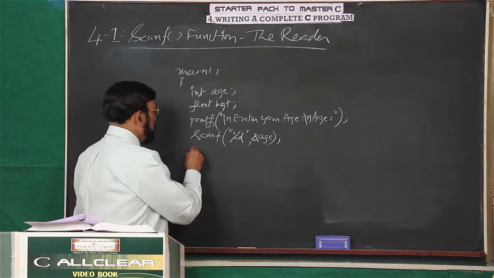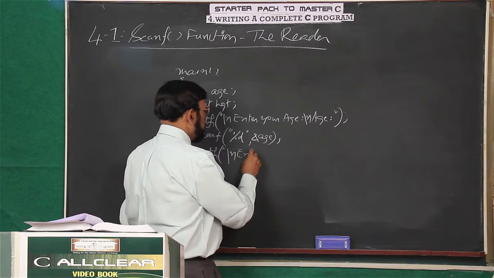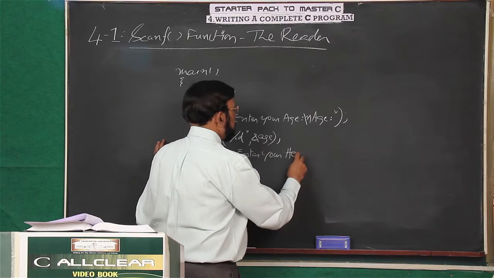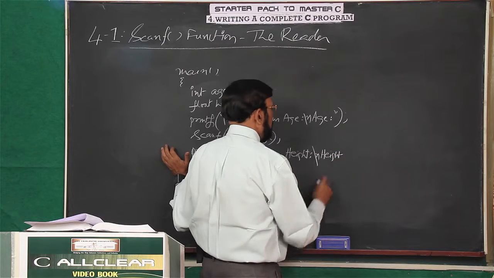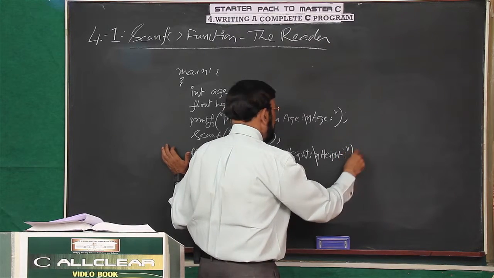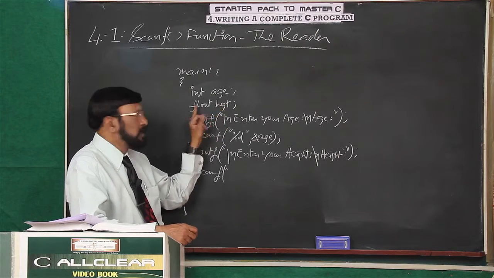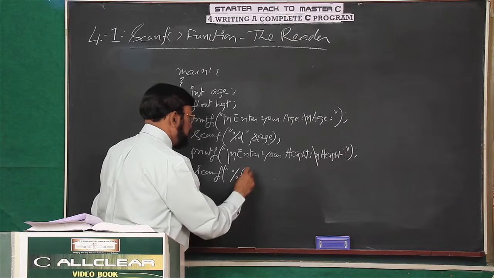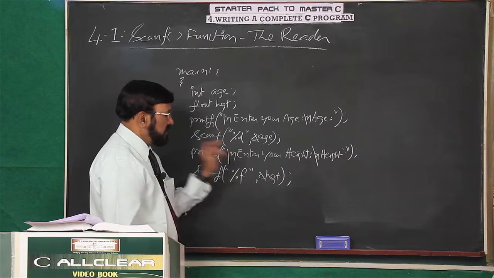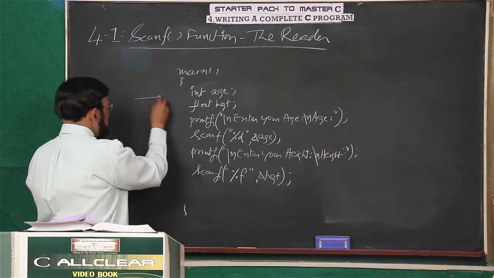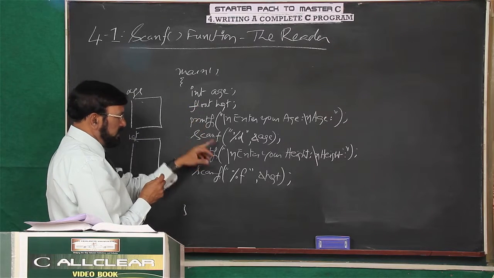Now height. Printf. Again, I am writing a prompt statement. Enter your height. Okay. Now, new line, height. Then, scanf statement. Scanf. Which type of value are you going to read? Floating point. What is the conversion specifier? %f. Then exactly the same name you have to write. Ampersand height you write. Then, this is the age variable. This is the height variable. Two variables are created. Now we have written.